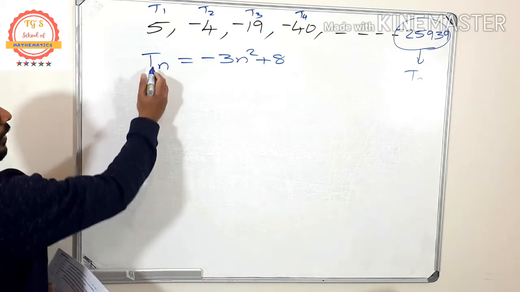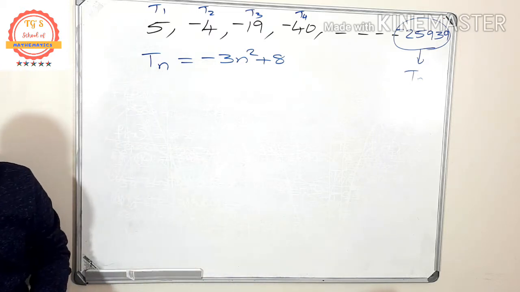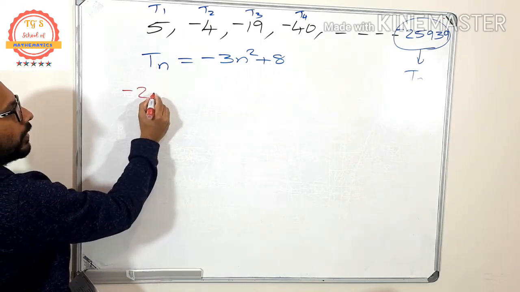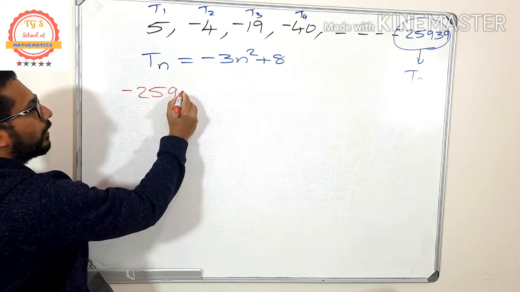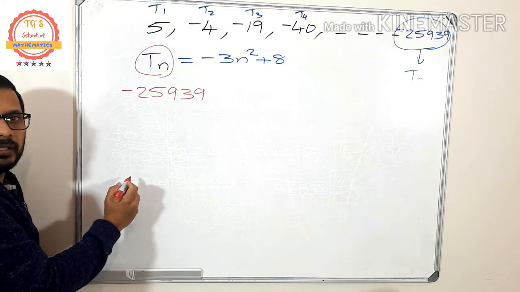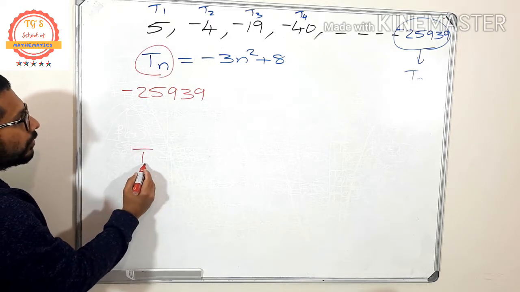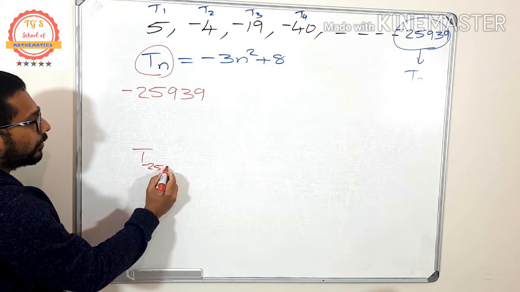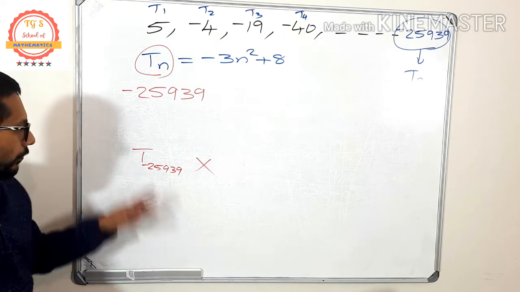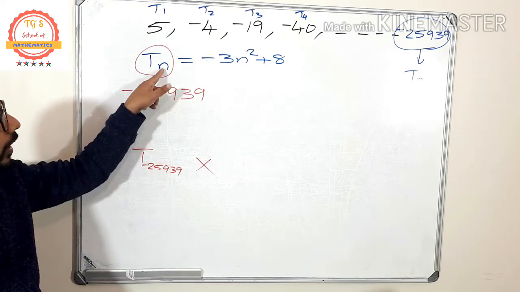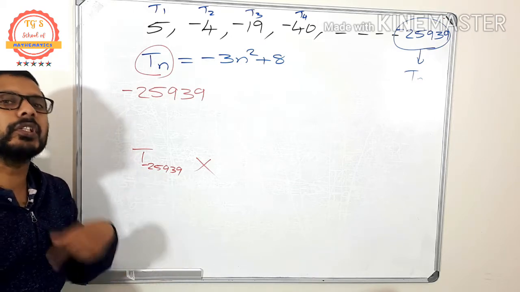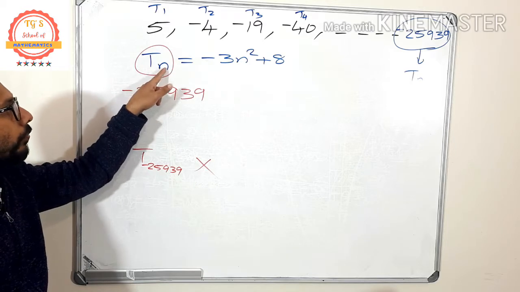Okay, so what we can do here, instead of that Tn or the nth term, we know it is given in the question, it is minus 25,939. This is Tn. Don't write, as some students do, T of minus 25,939. That is wrong, because if you write like this, it means the value of n is this one, but it's not like that. The question is to find which term. That means you have to find the value of n.